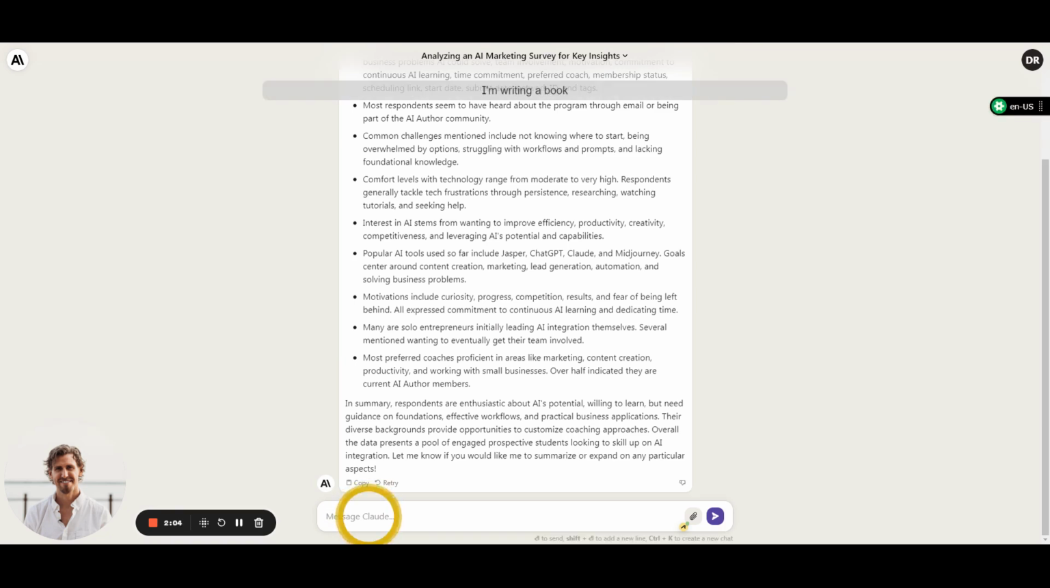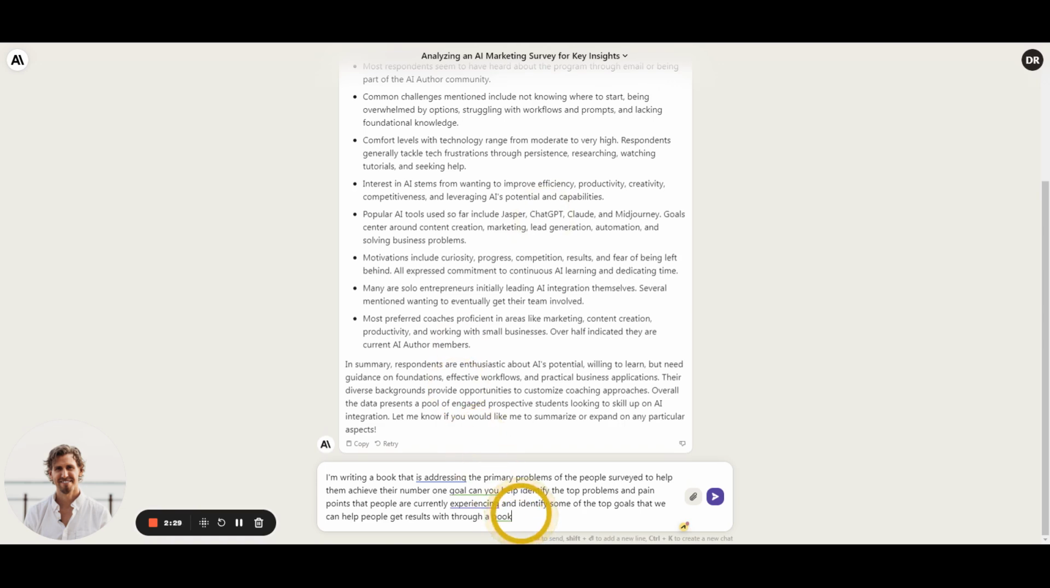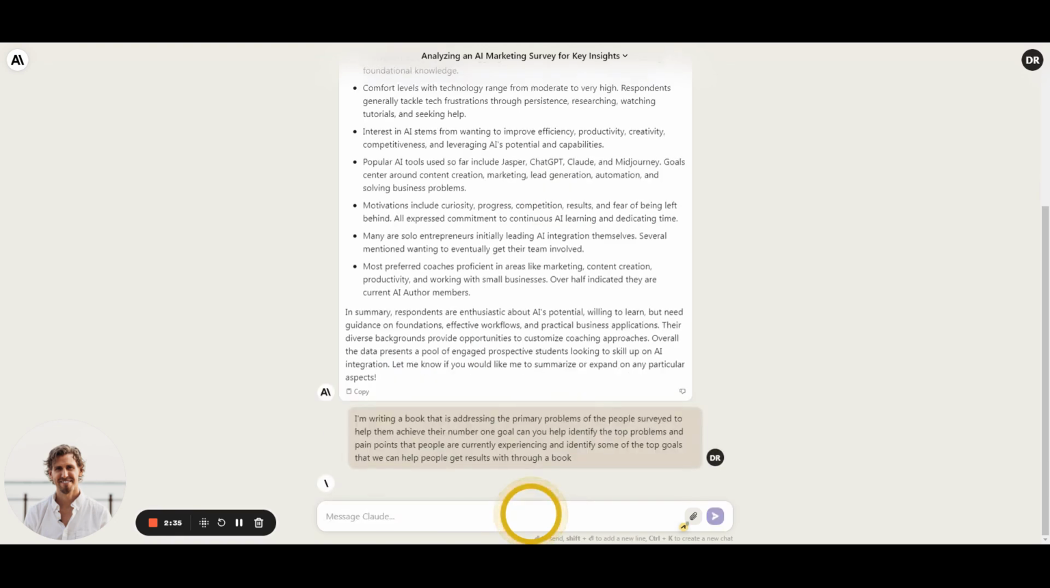I'm writing a book that is addressing the primary problems of the people surveyed to help them achieve their number one goal. Can you help identify the top problems and pain points that people are currently experiencing and identify some of the top goals that we can help people get results with through a book? I speak the prompt. I'm not really worrying about the sentences and periods being all perfect. What I want to do is just give AI more of an idea about what I'm doing, what I'm trying to accomplish here.